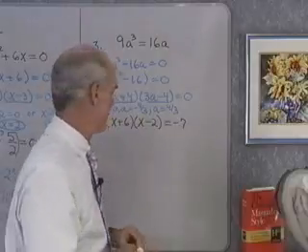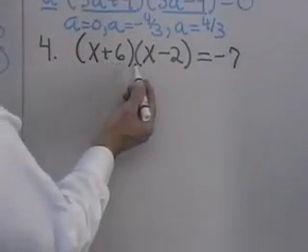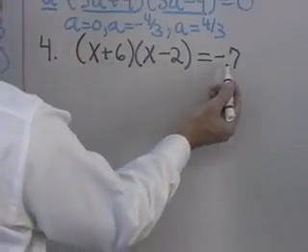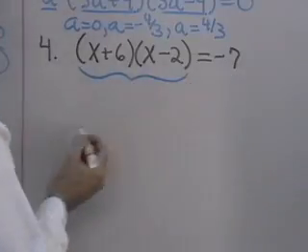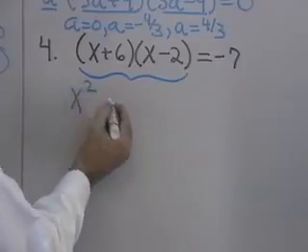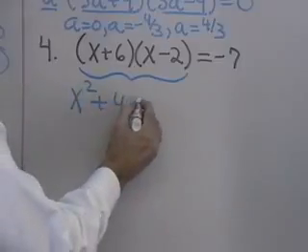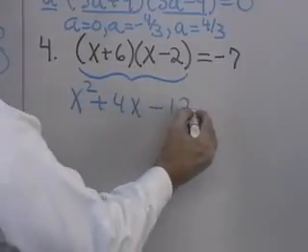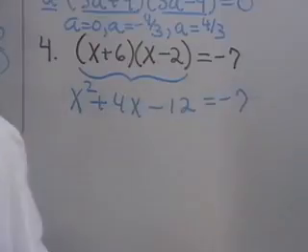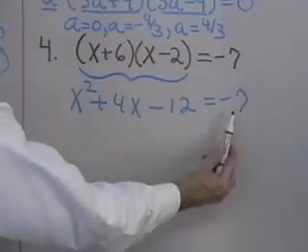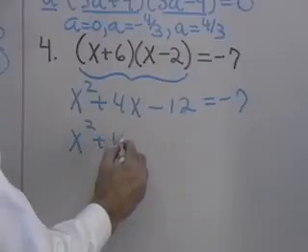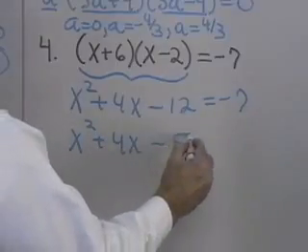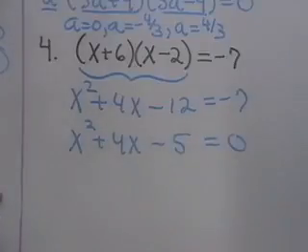Here's our last example. X plus 6 times x minus 2 is equal to negative 7. To put this in standard form, I begin by multiplying these out. I'll have x squared plus 4x minus 12 is equal to negative 7. Put this in standard form by adding 7 to each side. I'll have x squared plus 4x minus 5 is equal to 0.